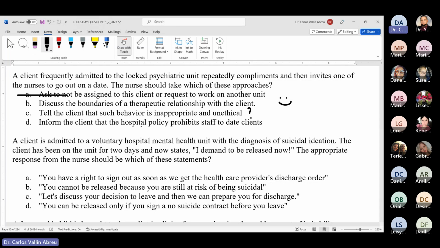It doesn't look therapeutic. Inform the client that the hospital policy prohibits staff to date. So pass the buck to the hospital. So I want to go out with you, but the hospital doesn't allow me. It is like a double standard. So the best answer obviously is B. Okay, so those are questions that, if you think about the question, are easy.